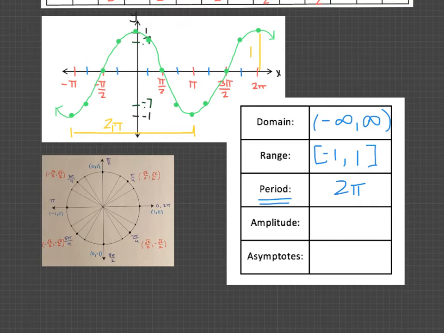That is the amplitude. Now, asymptotes, we know when we studied rational functions and exponential and logarithmic functions in their graphs. That is a value of y that the function approaches as x goes to positive or negative infinity. Because we have this oscillating periodic function, there is no asymptote. So no asymptote for the cosine function.